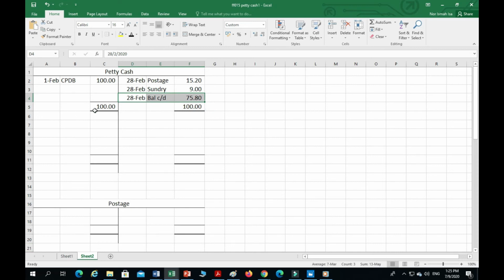So this balance carried down, you bring to 1 March, 75.8 as balance brought down. Since you already post for postage and sundry, you need to post this as a double entry transaction to the postage account. This is a credit petty cash, so the postage should be debit with the amount. So this is the amount, and for this month we close the account.